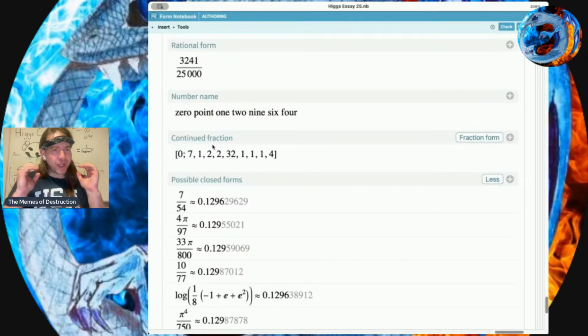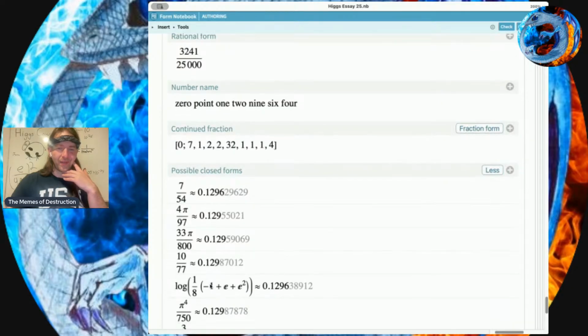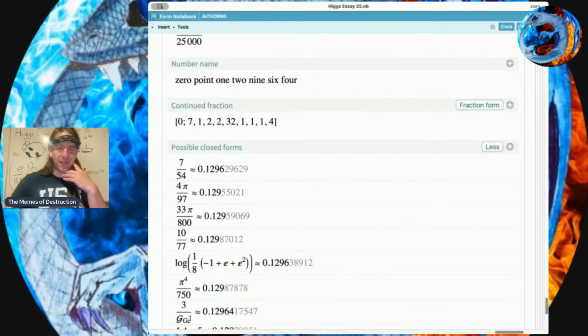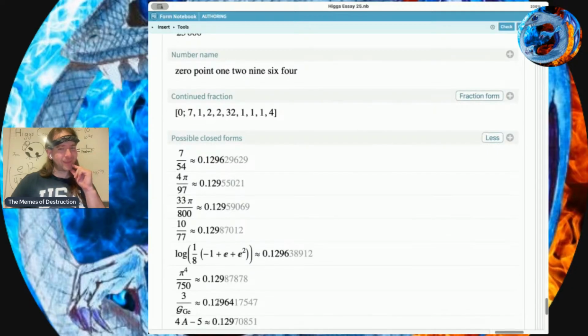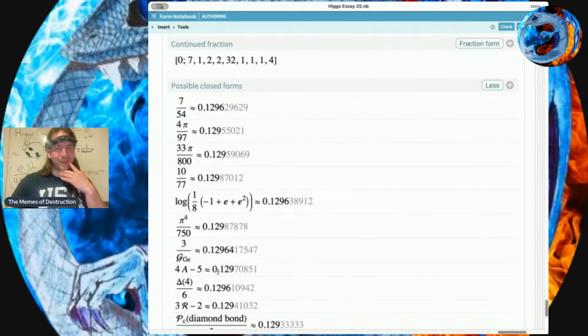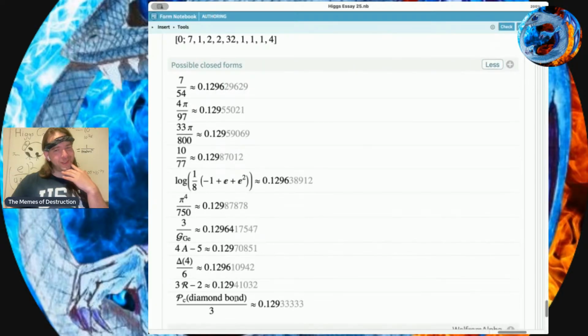computationally reduced expression that also matches the data to the best we can? And over 54, that matches for like four significant digits. 4 pi over 97, all right. 33 pi over 800, 10 over 77, log 1/8, minus 1 plus z squared. Okay, it's got four significant digits. 4 pi over 750, all right. 3 over g sub g e. That's Gelfand's constant by chance, and Gelfand's constant is quite interesting. We'll get back to that. Oh yeah, it also matches all five significant digits if you include the zero, but we don't always give zero significance. So 4 minus that, that's 3. That's the Robbins constant or something four-dimensional, okay.